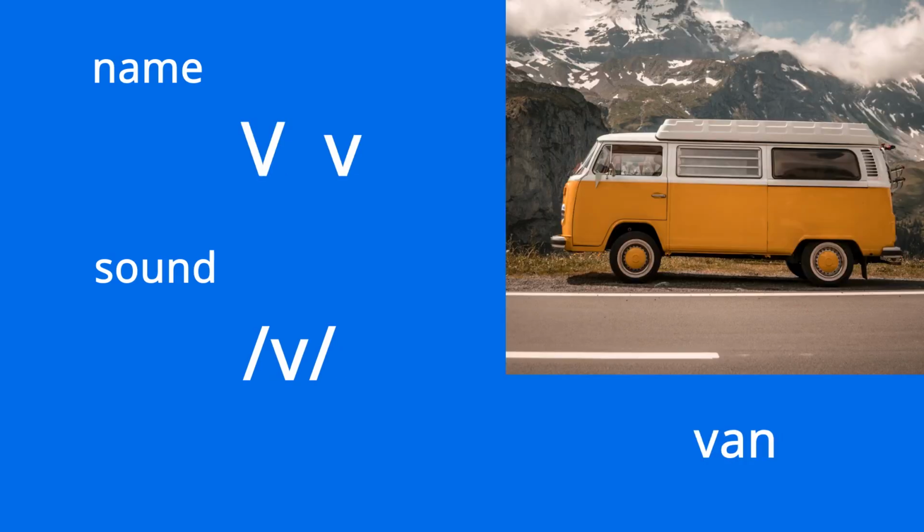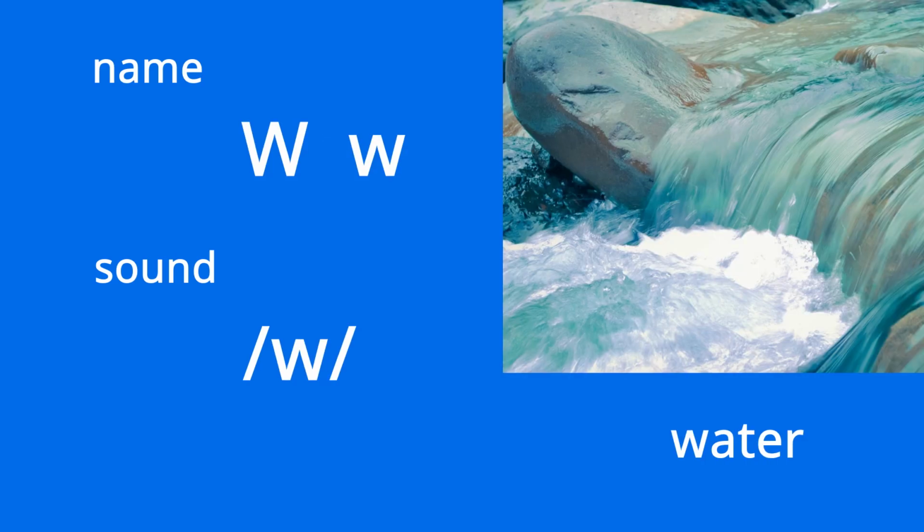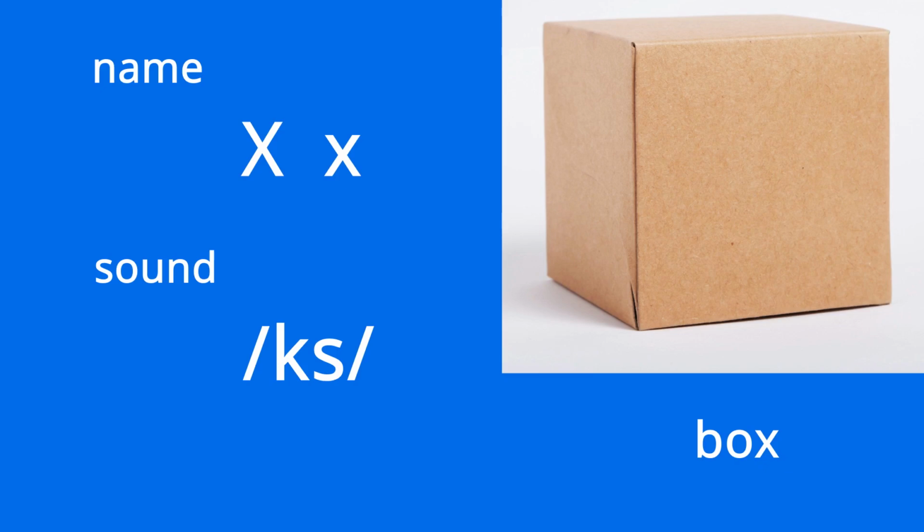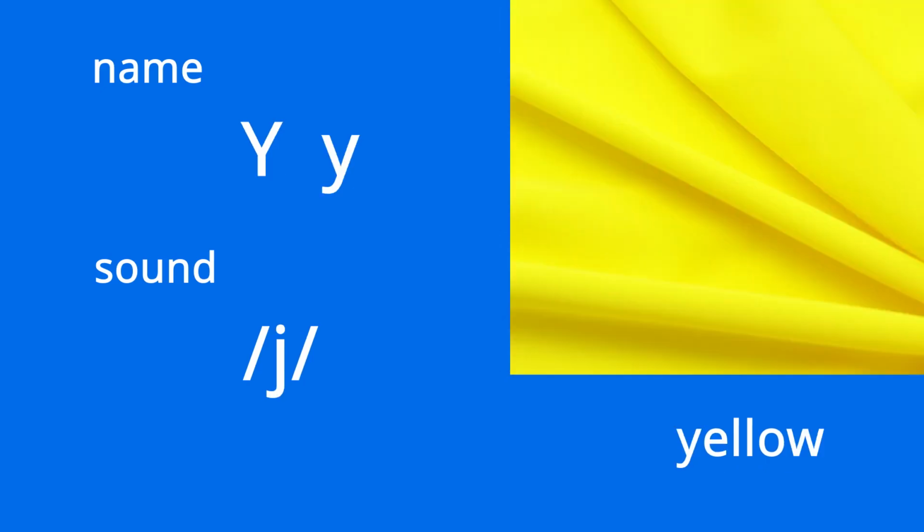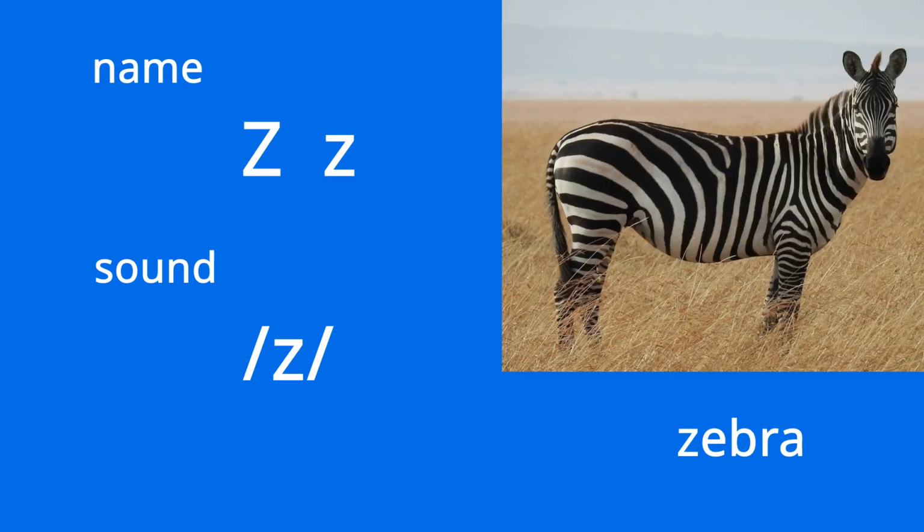V sounds like V, as in van. W sounds like W, as in water. X sounds like X, as in box. Y sounds like Y, as in yellow. Z sounds like Z, as in zebra.